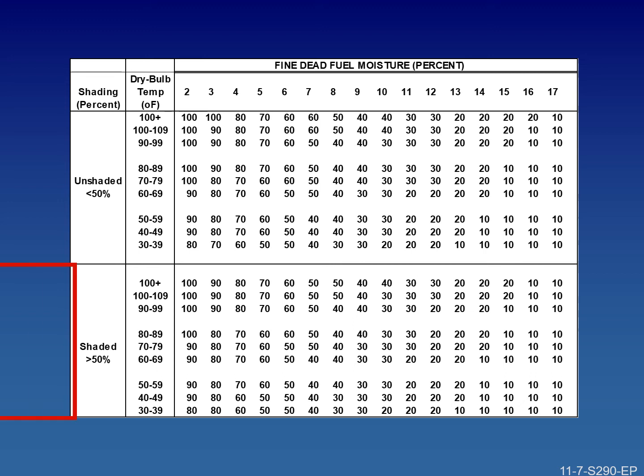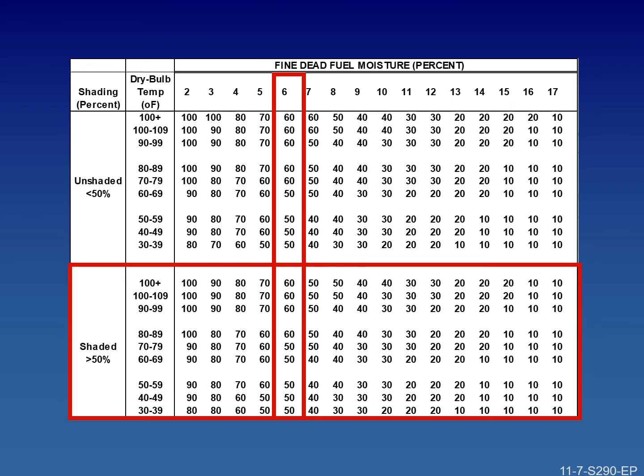We'll go to the bottom half of the table, and let's say our fine dead fuel moisture is now 6. Our temperature probably dropped a little as well, so we're going to use the 70 to 79 degree row. This gives us a probability of ignition in the shade of 50%. Pretty simple. Now we'll do this in the group exercises.